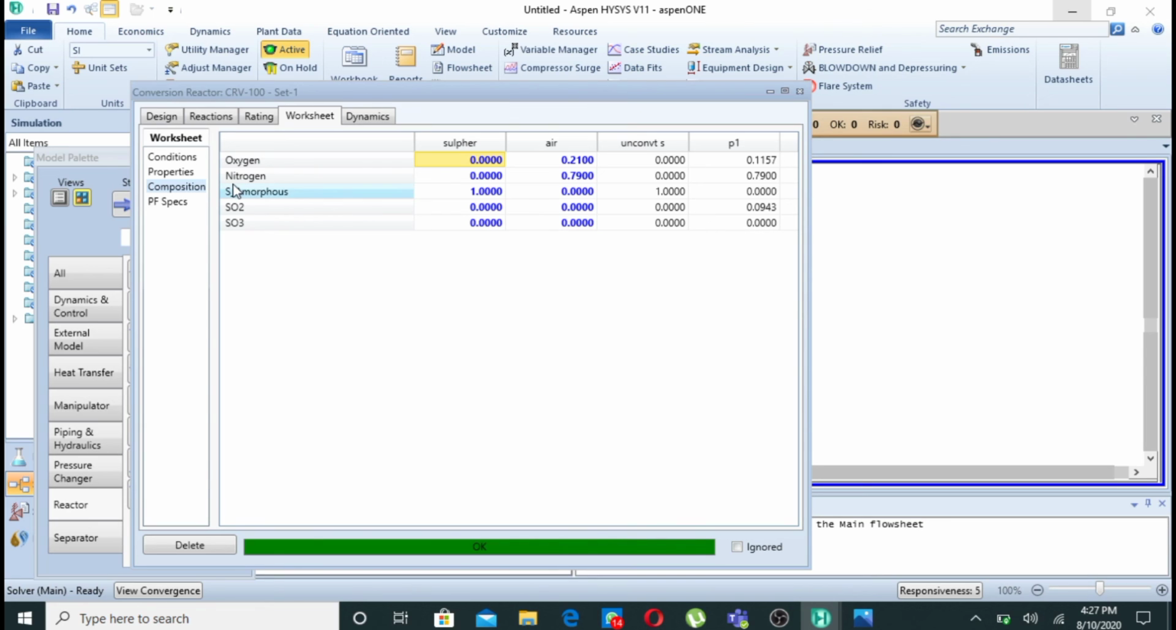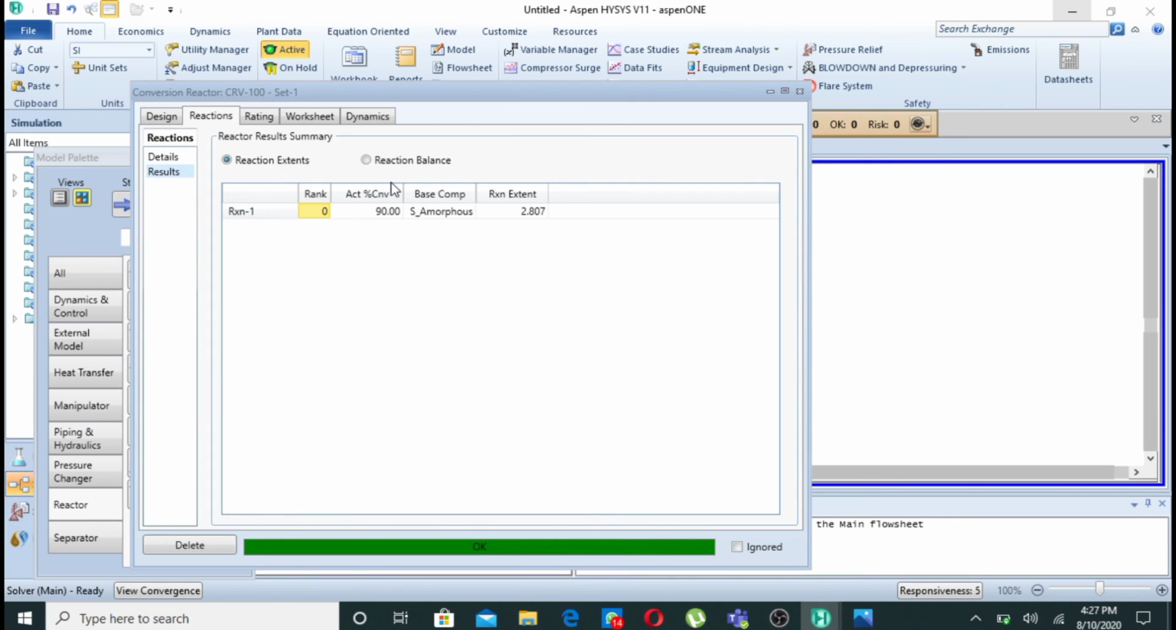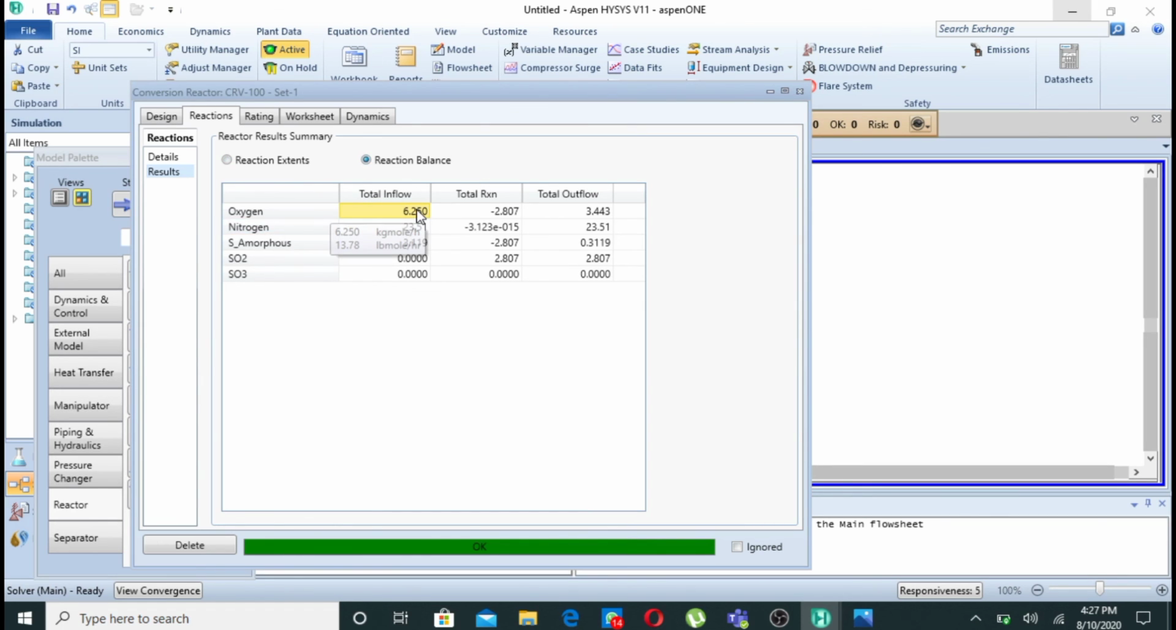And if you want to see how many moles of oxygen were entering and how many moles of oxygen have been consumed, how many moles of sulfur were entering and how many moles of sulfur have been consumed, and how many sulfur moles have been left unconverted, for this you just go to reactions, select results, and then click reaction balance. Now you will see all this information, the total inlet moles, the moles that reacted, and the total outflow moles that are unreacted.